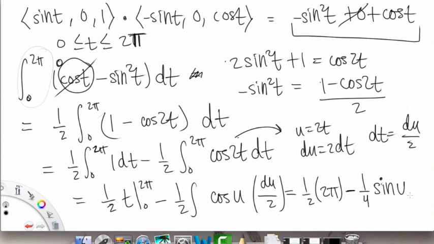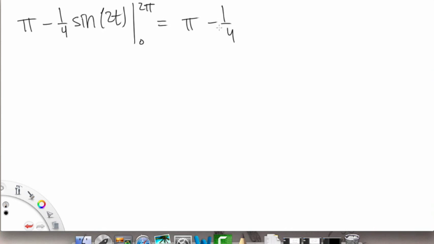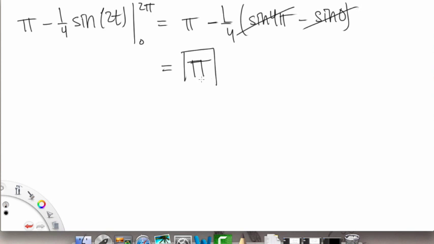sine u, okay? And I'll continue this on the next slide. So what we get is a pi, and then minus 1 over 4 sine of 2t. I'm going to replace the t's back in, so then you can replace the bounds. So it's like that. And then this turns out to be pi minus 1 over 4 times sine 4 pi minus sine 0, which these both go to 0. So our final answer for this is going to be just pi, a single pi.